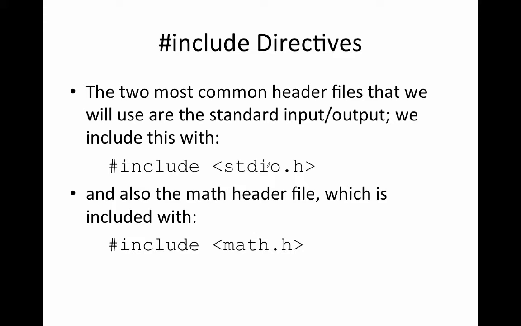The two most common header files that we will use are the standard input and output. We include this with the pound or hashtag include, and then inside the less than symbol and the greater than symbol, stdio.h. The .h is for the header file. And also the math header file, which is included with include math.h.